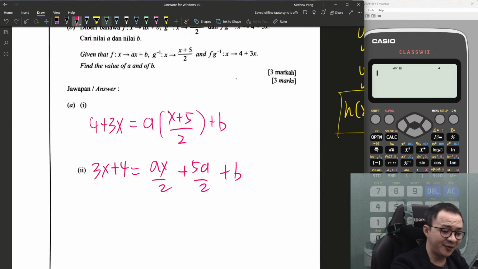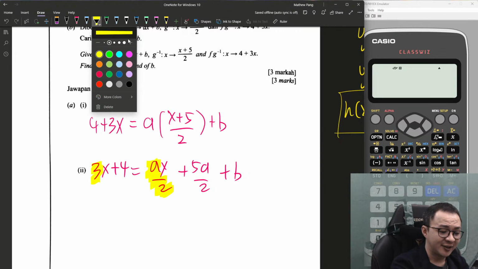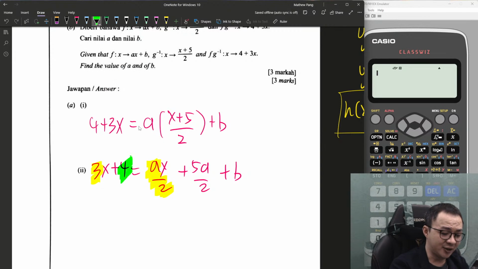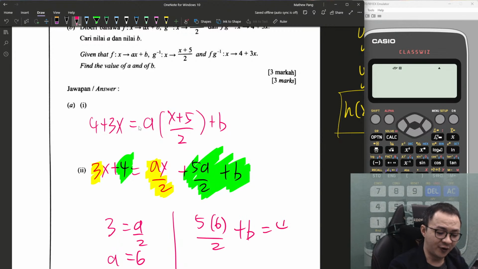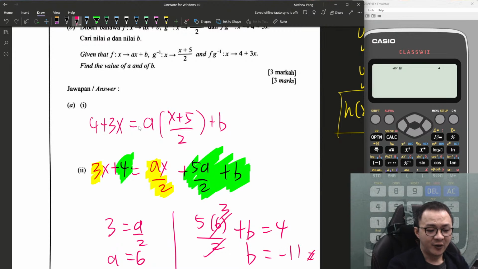Why do I do it like this? If you see carefully, this is the coefficient of x, and this is the coefficient of x, meaning the number in front of x. And then this one is a constant, and this one all are constants. So they will be the same, because they do not have x. So therefore 3 equals a over 2, a equals 6. Then 5 times 6 over 2 plus b equals 4. Simplify, 3, b equals negative 11. Quite easy, 3 marks.